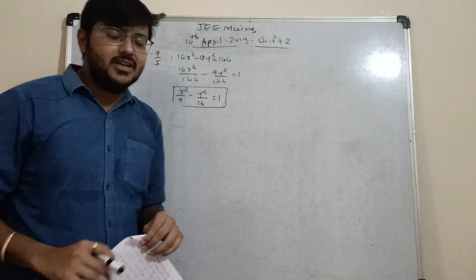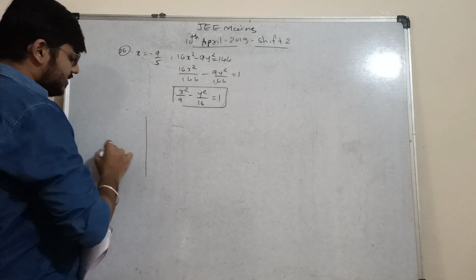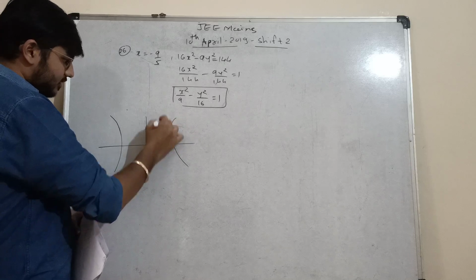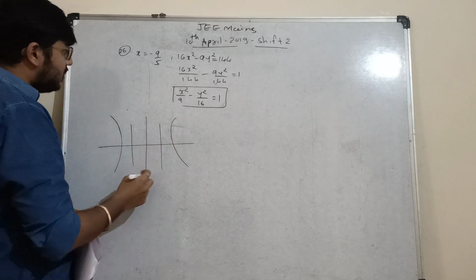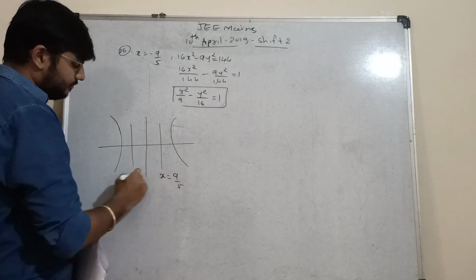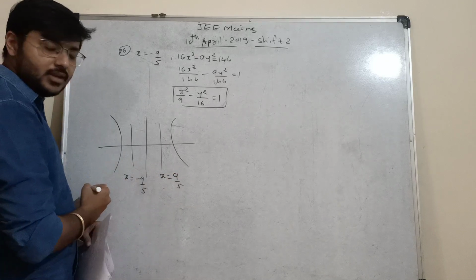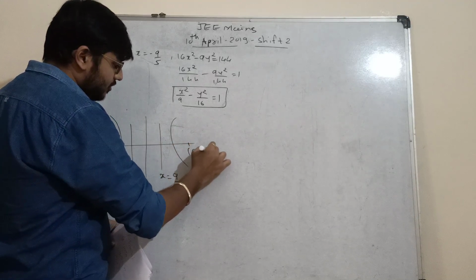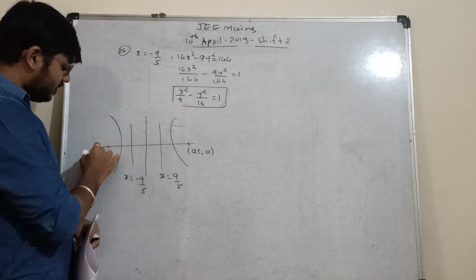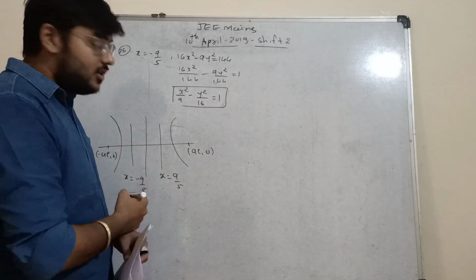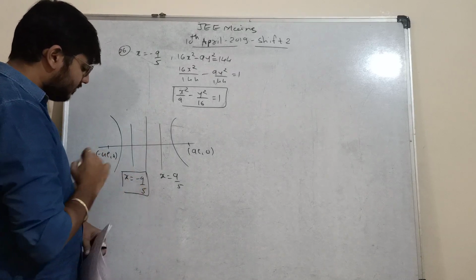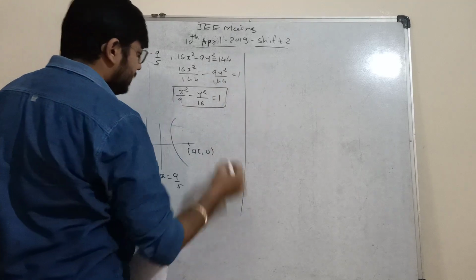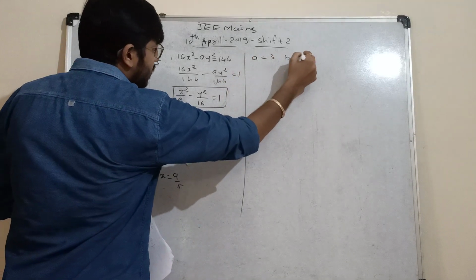Now, this hyperbola has two directrices. This is the first directrix and this is the second. If I consider this as 9 by 5 and this as minus 9 by 5, then corresponding to each directrix there will be a focus, like (a, 0) and (minus a, 0). Here we are given minus 9 by 5, so this will be the corresponding focus that we need to find out. For that, from here we can get a equals 3 and b equals 4.